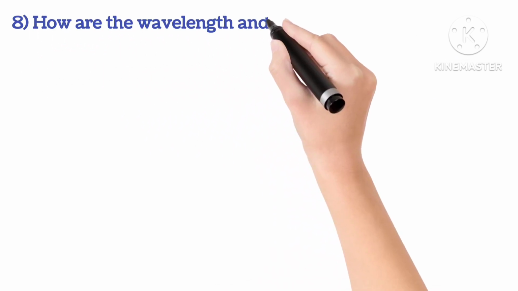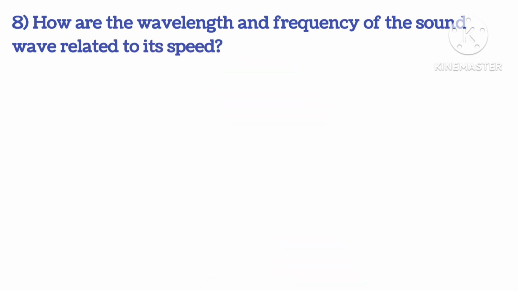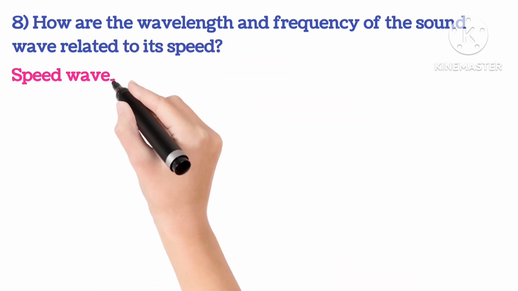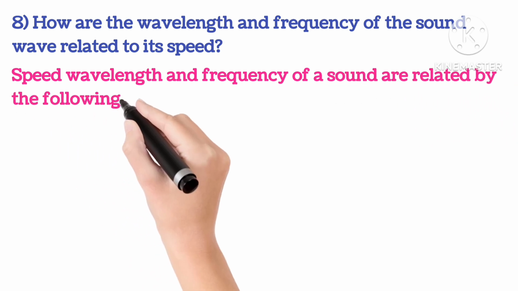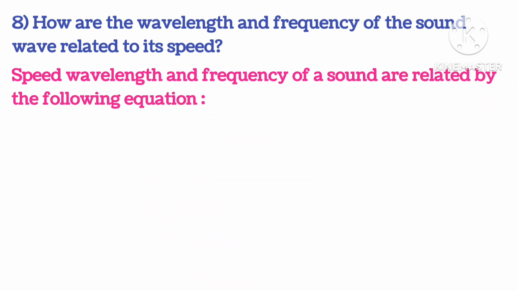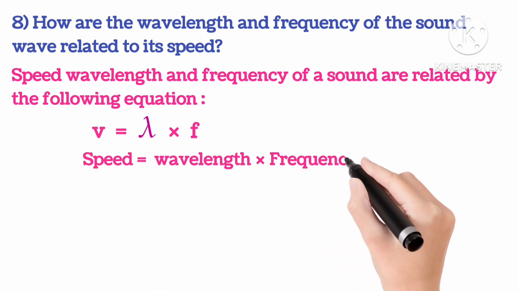8th, how are the wavelength and frequency of the sound wave related to its speed? Speed, wavelength and frequency of the sound are related by the following equation. Here speed is equal to wavelength into frequency.